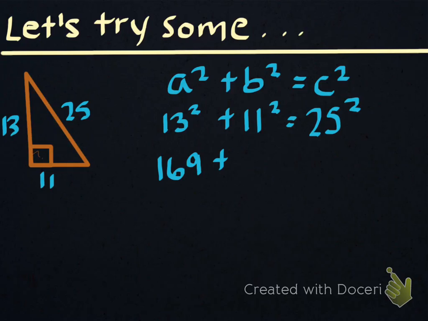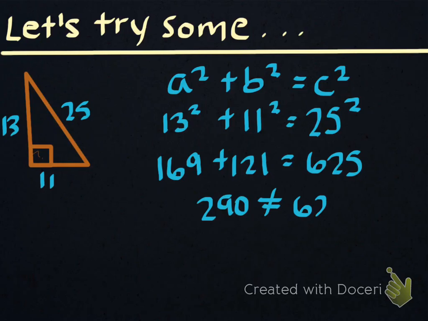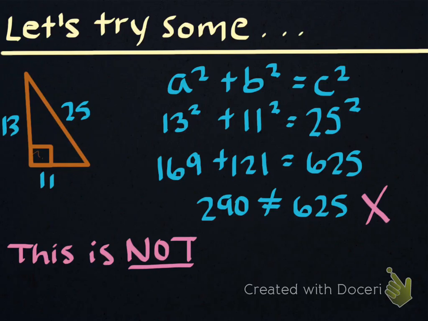So, when you solve out, you get 169 plus 121 equals 625. So when you add 169 plus 121, you get 290, which is not equal to 625. So this triangle is not a right triangle.